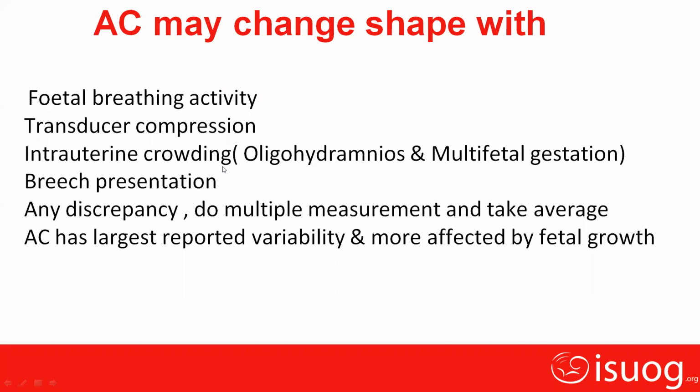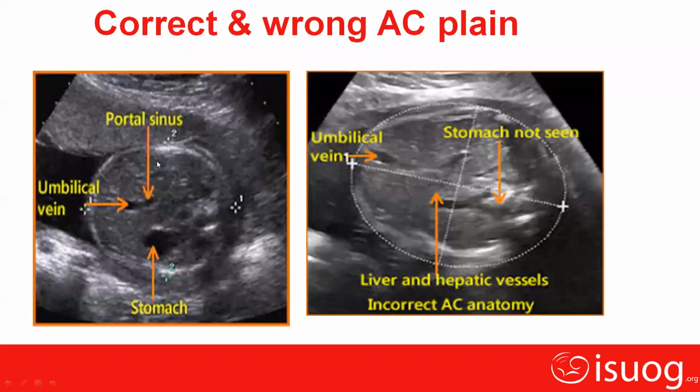Again, showing the correct plane of the AC, because among all the fetal biometry, getting the AC plane is very difficult. That's why we should strictly follow this principle. It should be as round as possible, the stomach should be seen, and the J-shaped or hockey stick sign should be visible. This is the incorrect AC plane where the stomach is not seen, there is no hockey stick sign, and the liver portion is not properly included. So this is the improper AC plane.